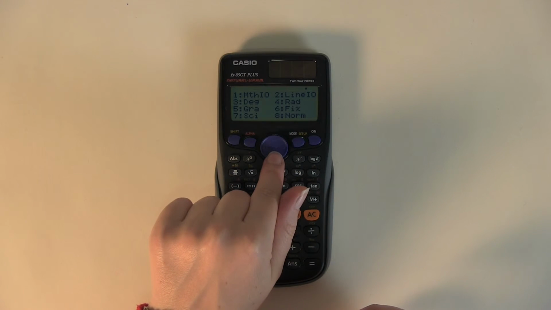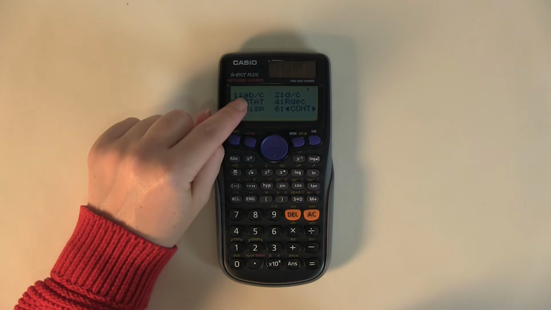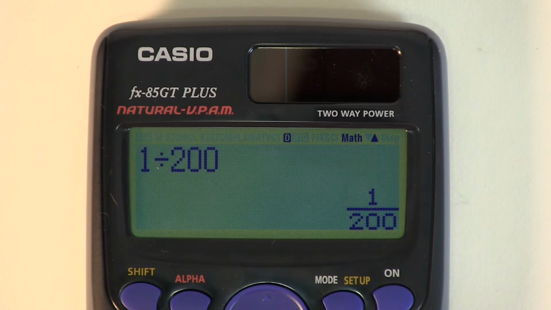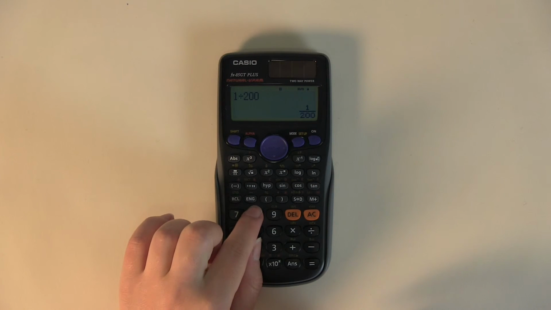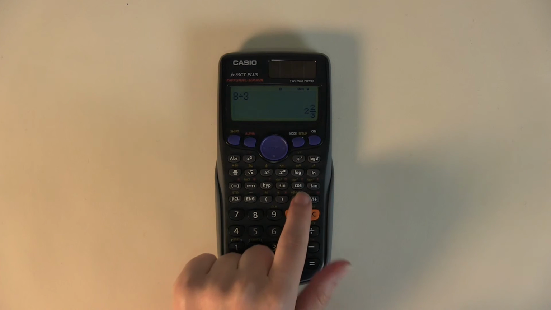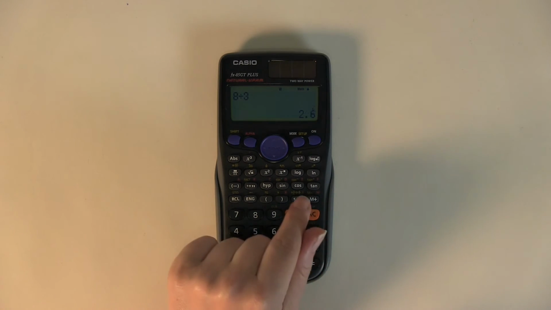However, if you press the down button, a few more options turn up. Now, 1 a b over c is basically giving you the option to have the answers to calculations as mixed fractions. So for example, if I wanted to do something like 8 over 3, the default answer will be 2 and 2/3, which is a mixed fraction of whole numbers and fractions. Then I would be able to change it between the fractional and the decimal answers.